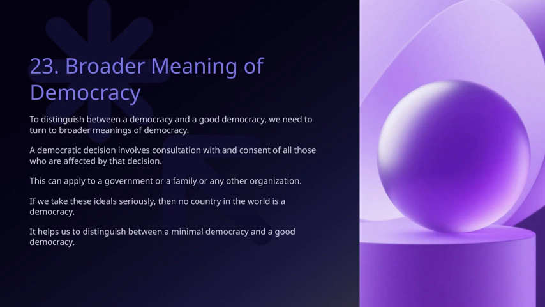So, when we think about democracy more broadly, we're reminded that there's always room for improvement, and that the real goal is to foster decisions that truly consider and include all those impacted. This idea ties into the overall theme of striving for more genuine and meaningful democratic practices everywhere.